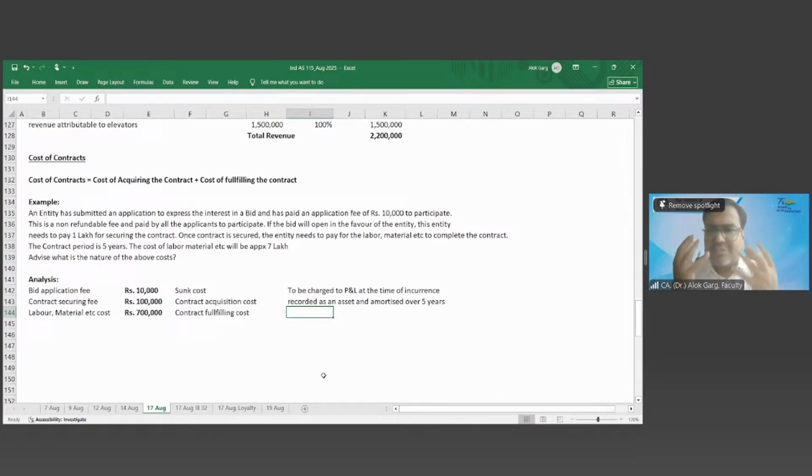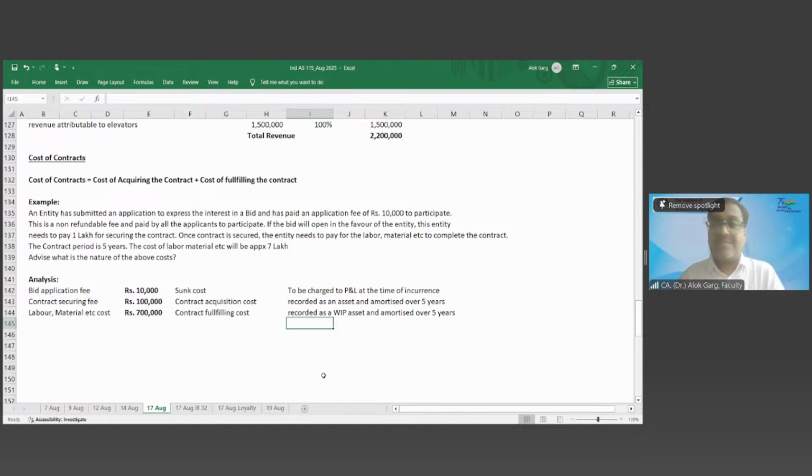Just visualize. While constructing a road, you have seen that dumper, that roller, that crane, that material, that labor, right? But what about material and labor? If these kinds of costs are not covered by Ind AS 16 or Ind AS 38, then they will be covered under Ind AS 115. Then these contract fulfillment costs are recorded as a WIP asset, work in progress, and amortized over the contract term, over 5 years.